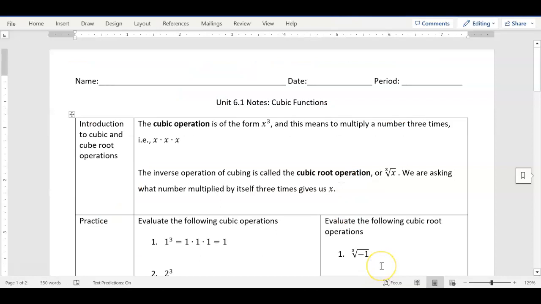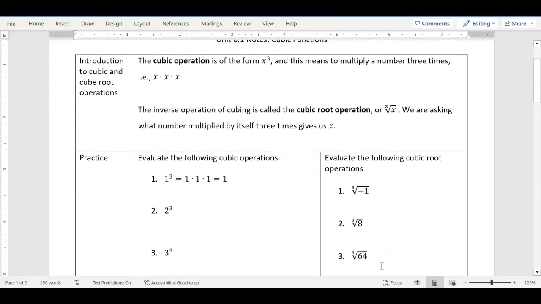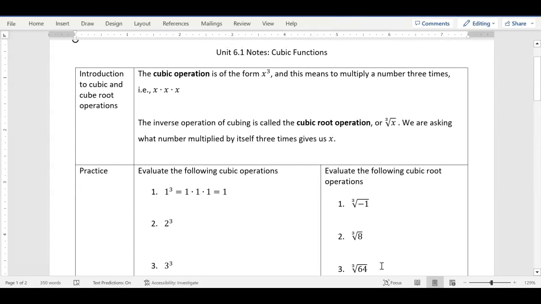So we're on 6.1. We're talking about cubic functions. We're on the section that says Introduction to Cubic and Cube Root Operations. Y'all know what a cubic operation is. Y'all see that little 3? X to the third power is cubic.